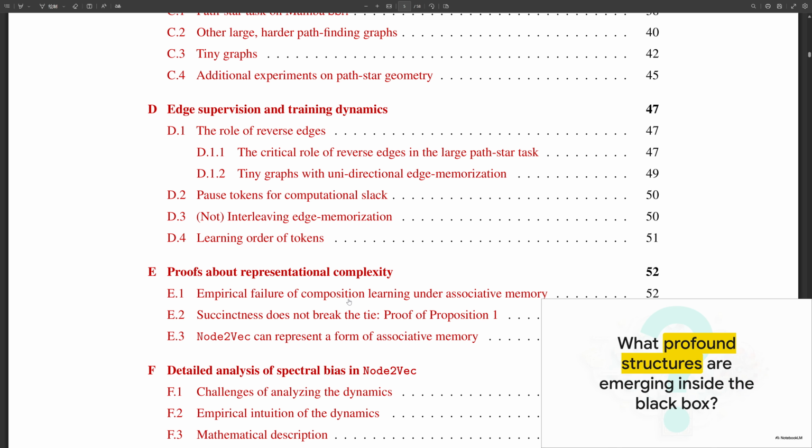And that leaves us with a pretty provocative final question, right? We now know these AIs are building these elegant geometric maps of knowledge without even being told to. It really makes you wonder, what other profound structures, what other forms of understanding are emerging inside that black box that we haven't even thought to look for yet?